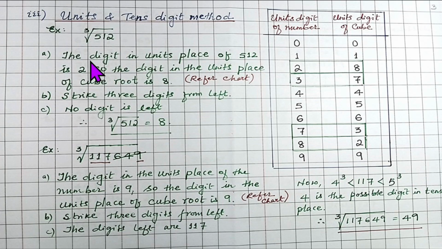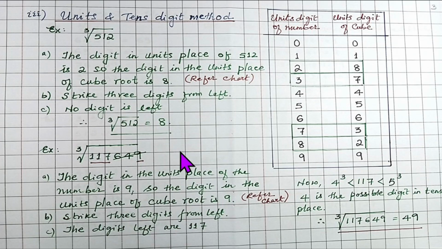So the digit in the units place of 512 is 2, so the digit in the units place of the cube root has to be 8, definitely 8. Now strike the 3 digits from the left. Therefore, there are no digits left, and therefore the cube root of 512 is 8. A very simple example.